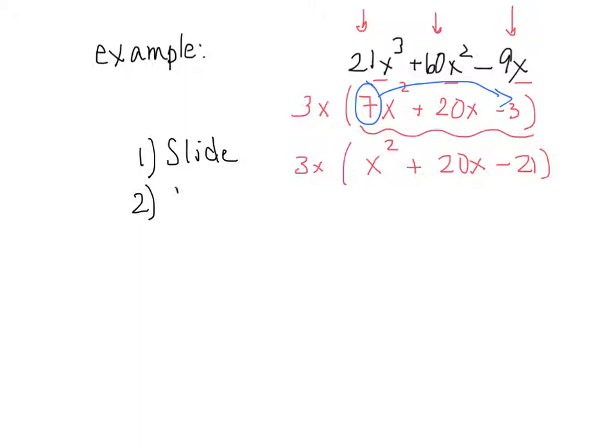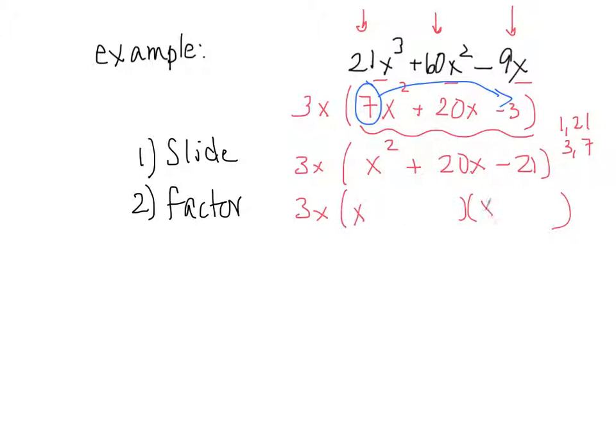Step number 2 would be to factor. So, again, leaving this 3x because it does not go away, I think about my factors of 21. 1 and 21, or 3 and 7. Which one of those is going to get us a 20? Hopefully right away you recognize 1 and 21. I recognize that it's a negative 21, so one has to be positive and one has to be negative.